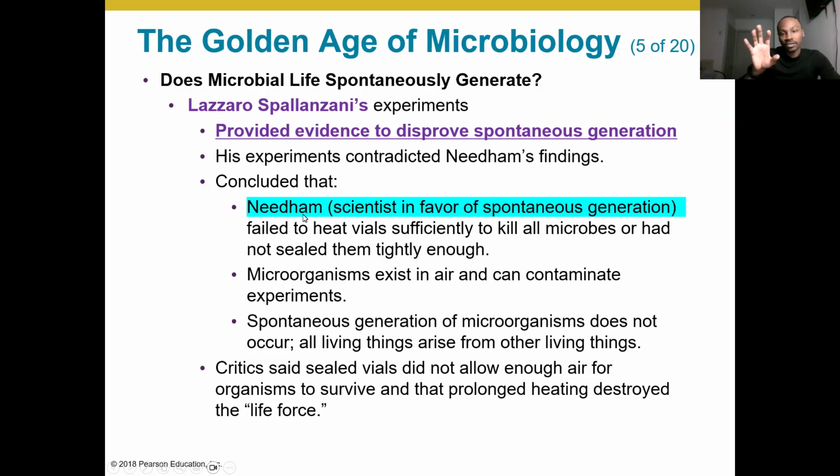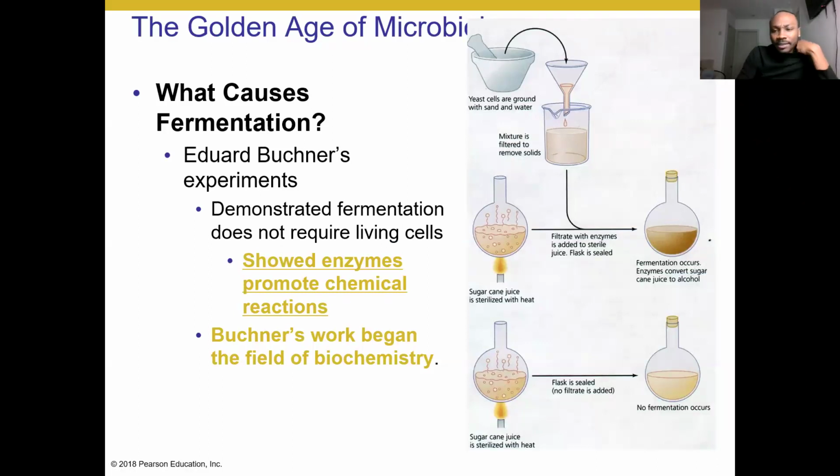Needham was a scientist in favor of spontaneous generation. However, he failed to heat his vial sufficiently to kill microbes, or he didn't seal that vial enough. But it was Lazaro Spallanzani who provided evidence to disprove spontaneous generation. So remember, Needham was in favor of spontaneous generation, but Spallanzani disproved it. What causes fermentation? Scientists believed microorganisms cause fermentation, but it was Edward Buchner who showed that it was actually enzymes that promoted the chemical reactions of fermentation. So it's enzymes that allow for fermentation. His work began the field of biochemistry.